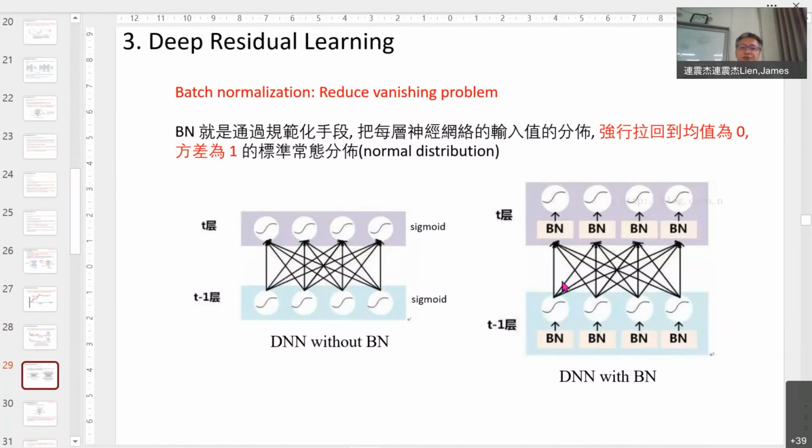So later people improved it. Sometimes this will cause vanishing problems, because you are too deep and have too many complicated activation functions. So later people improved, they included a batch normalization, and they don't use sigmoid, they use ReLU, because ReLU is close to linear.